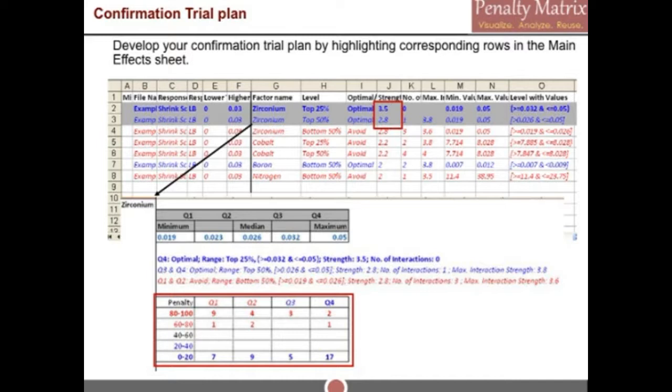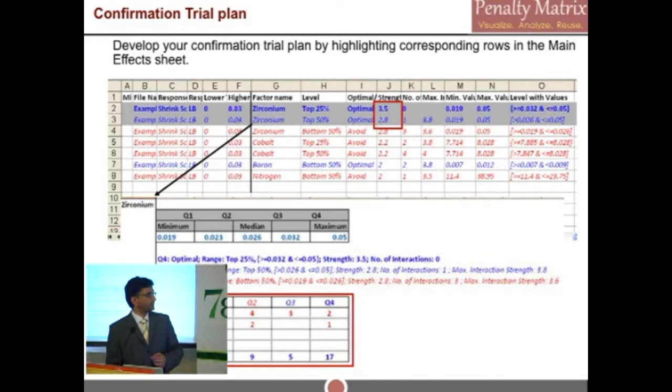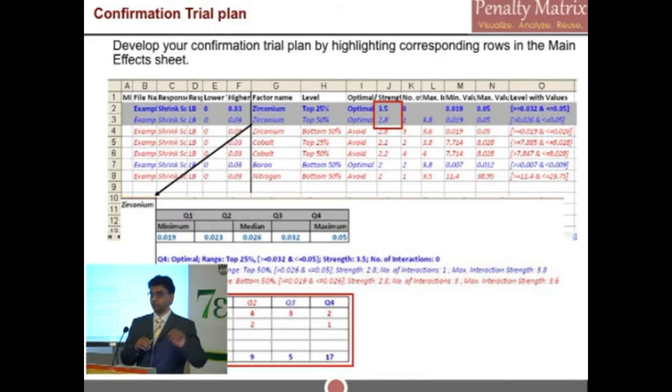And we inspect this penalty matrix for zirconium. We will see that this is optimal, and therefore we can decide to pick that up for the confirmation trial if it satisfies the domain knowledge. This is a point again where you may have to refer to published literature, books, or the trends which are available in the public domain. But at the same time, you will also know the number of interactions. You need to keep track of the effect of zirconium on other parameters and other process responses as well.